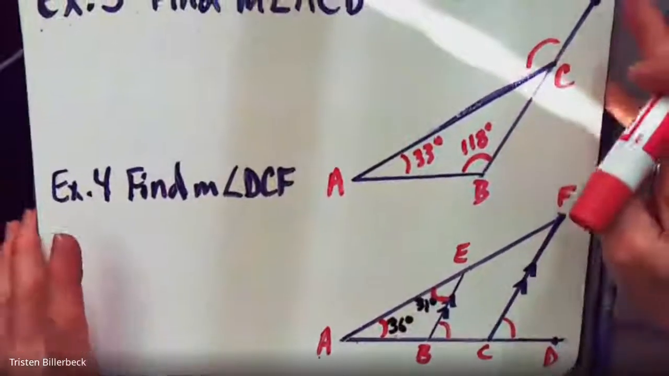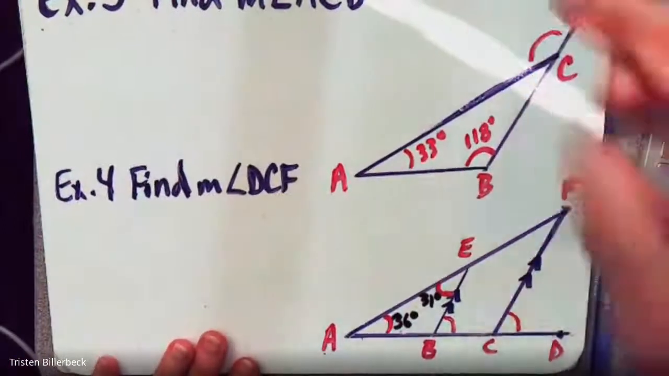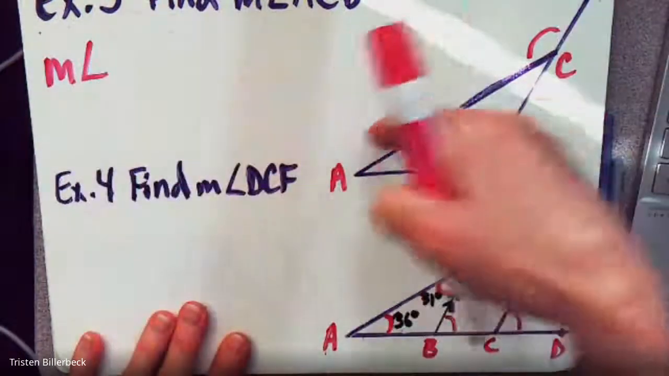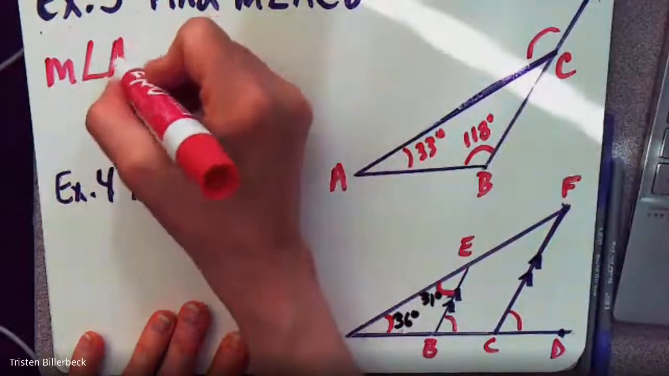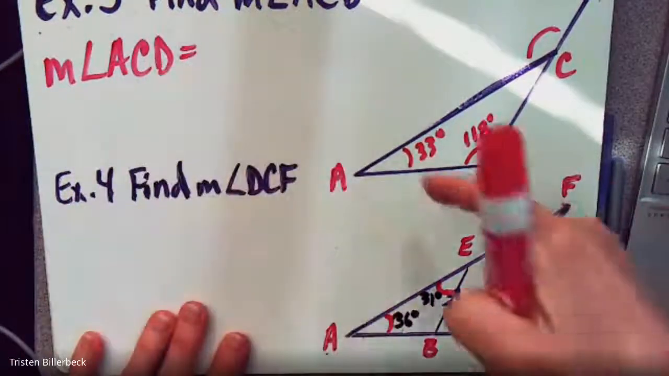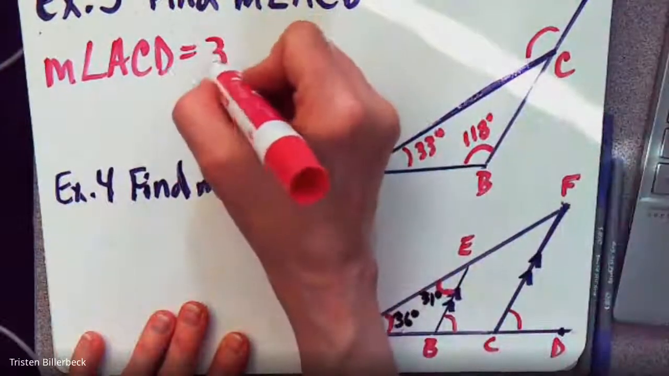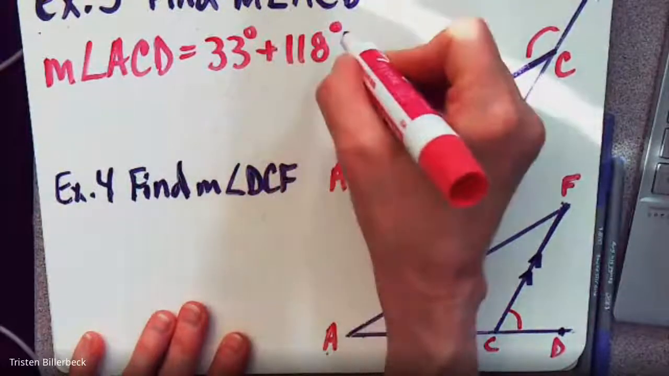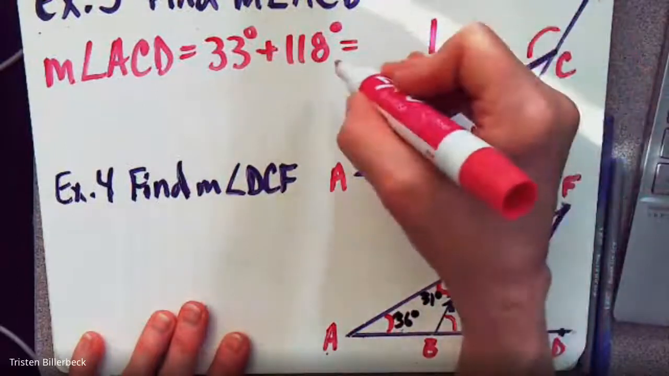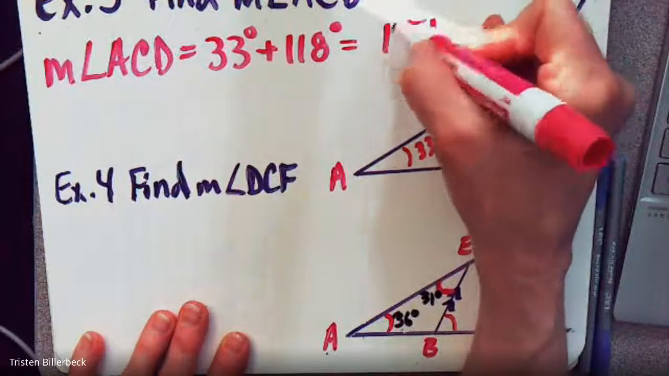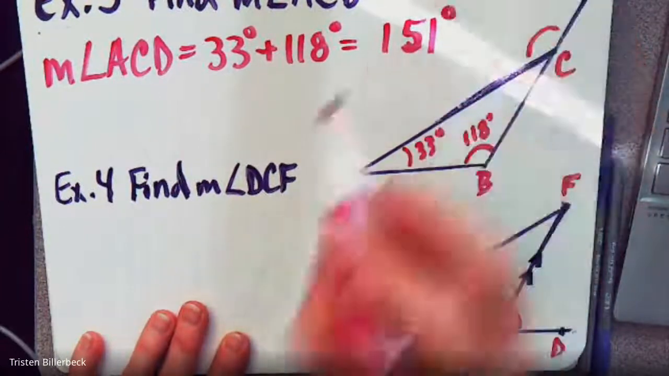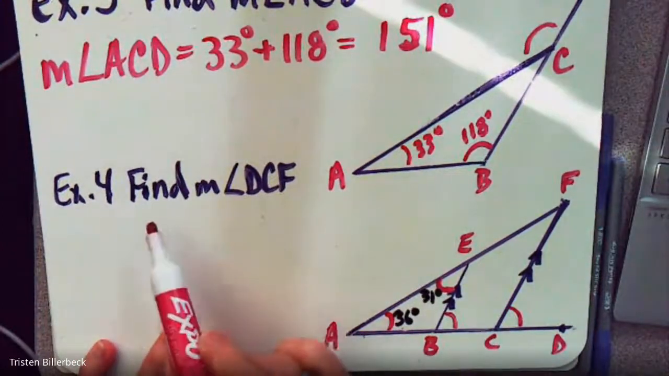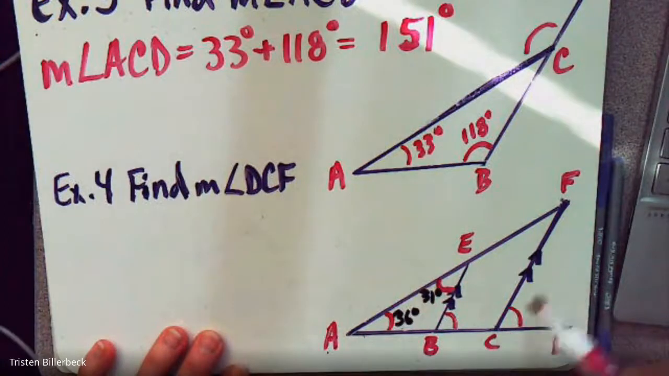Let's use the exterior angle theorem. We want to find this measure here. The measure of angle ACD equals the two non-adjacent angles, 33 degrees plus 118 degrees. That gives us 11, carry a 1, 5, 1. So the exterior angle is 151 degrees.